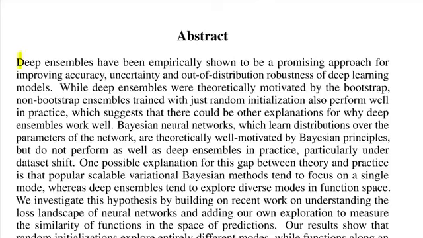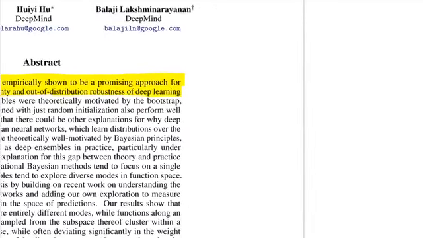All right, so we'll start off. The abstract says, deep ensembles have been empirically shown to be a promising approach for improving accuracy, uncertainty, and out-of-distribution robustness of deep learning models. So what are deep ensembles? Really quick. An ensemble model, and we're in the classification setting.